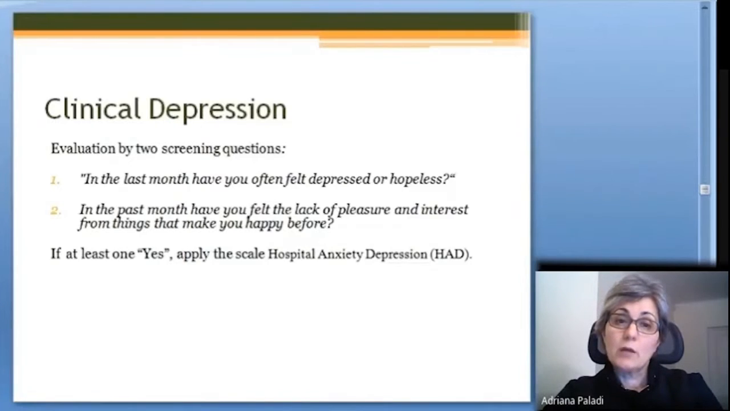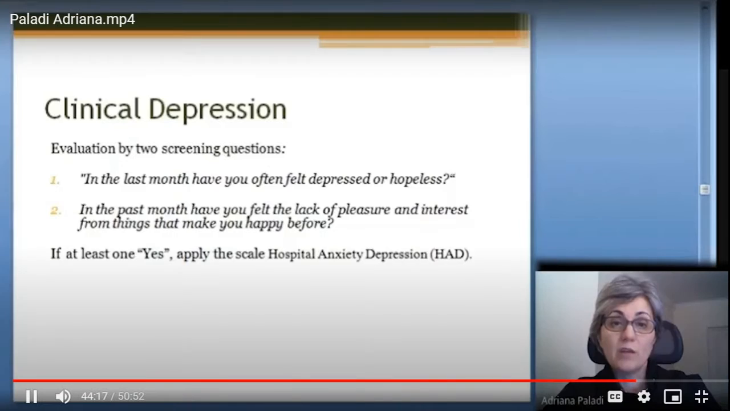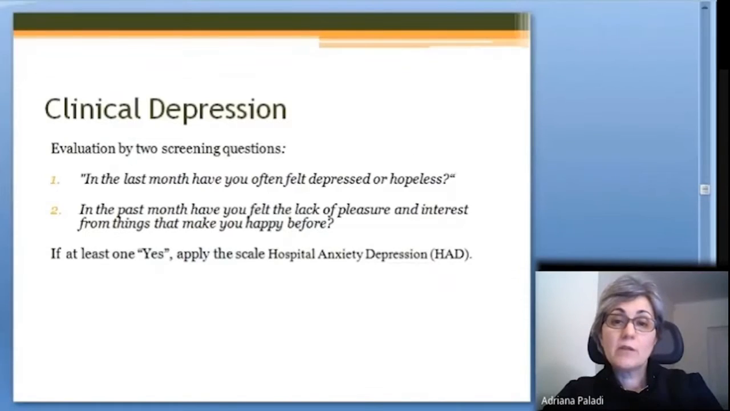The first one is, in the last month, have you often felt depressed or hopeless? Second, in the past month, have you felt a lack of pleasure and interest in things that used to make you happy? If at least one answer is yes, you should apply the Hospital Anxiety and Depression Scale in order to confirm or refute your suspicion about clinical depression.